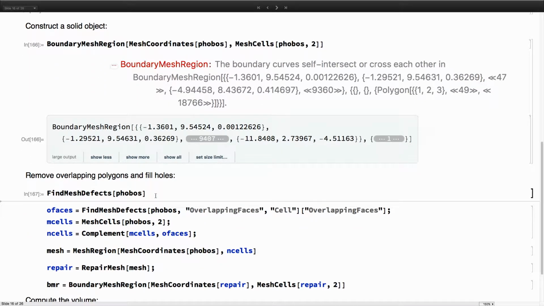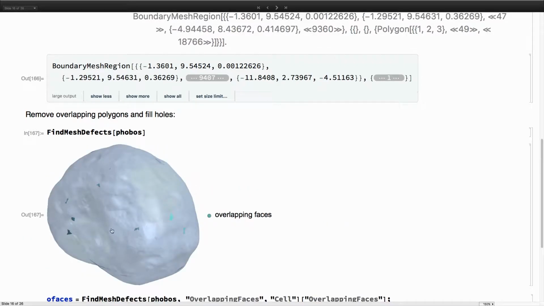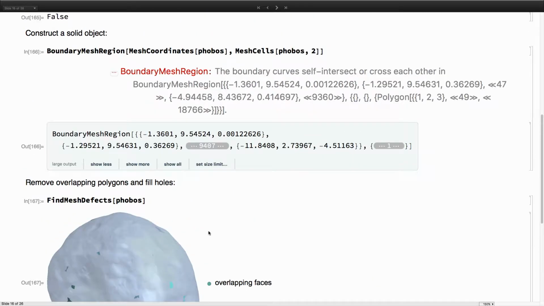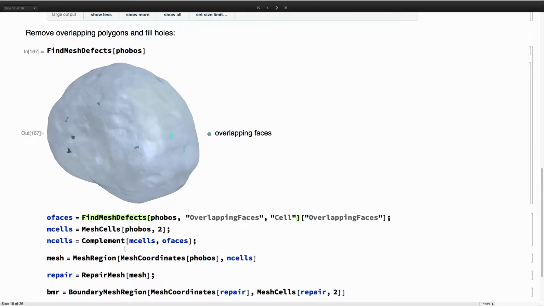So let's see what's going on here using the FindMeshDefects function. It will show soon. You see there are overlapping faces. This is the defect that prevents constructing the boundary mesh region. Currently, there are functions like RepairMesh, but this one we don't support fixing overlapping faces. So I'm going to do a little bit more work.